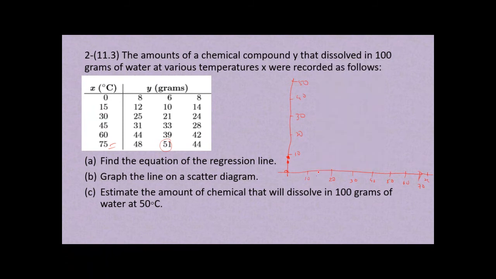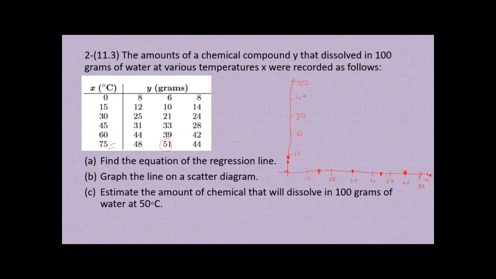X values are 15, 30, 45, 60, 75. These are the x values. Against the x value, we are going to find the dots for y.